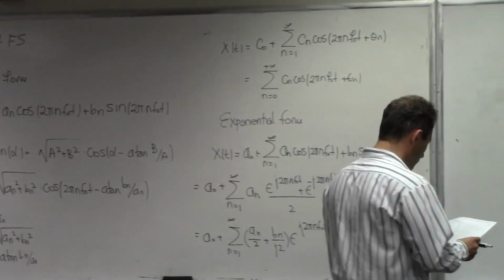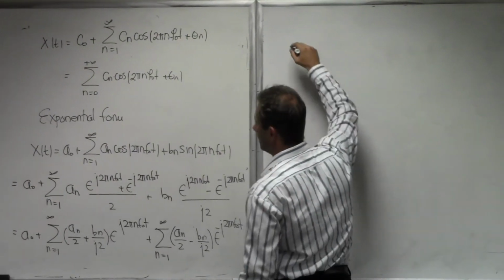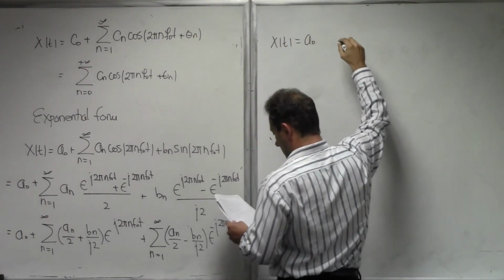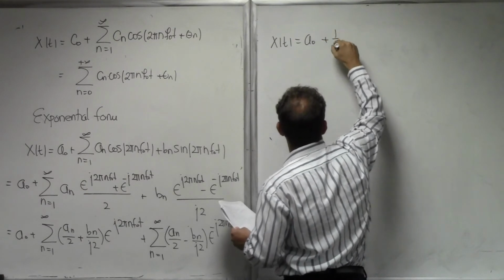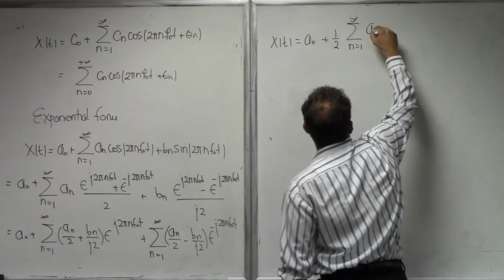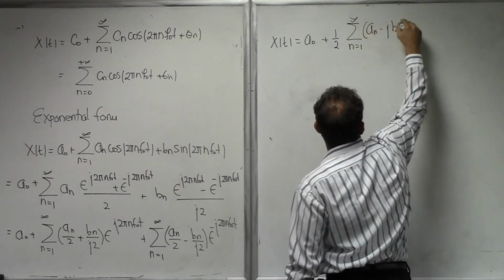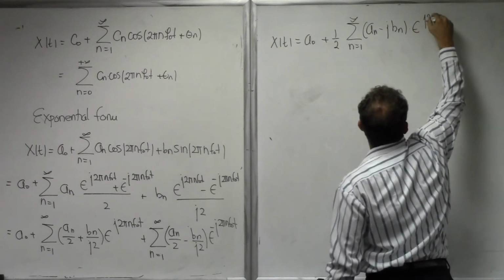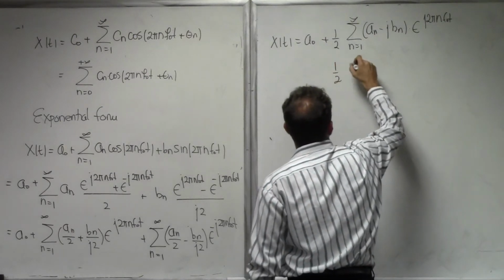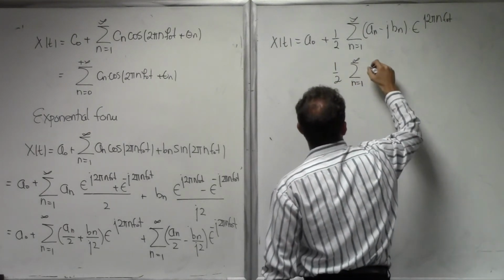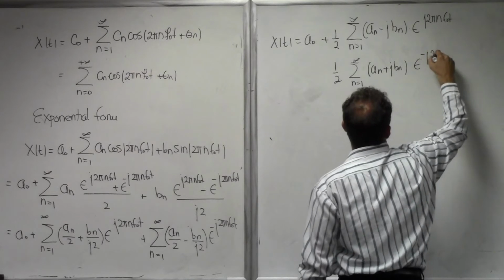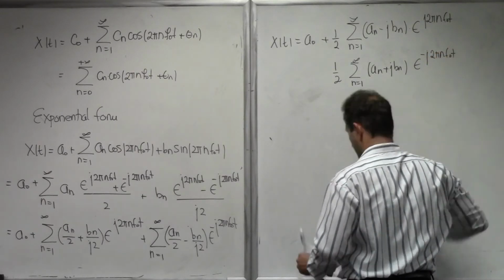Now this simplifies a little bit. And I can say now x of t is equal to a0 plus 1/2 sum when n goes from 1 to infinity, an minus j bn times e to the j 2 pi n f0 t, and then plus 1/2 sum n goes from 1 to infinity, an plus j bn e to the minus j 2 pi n f0 t.